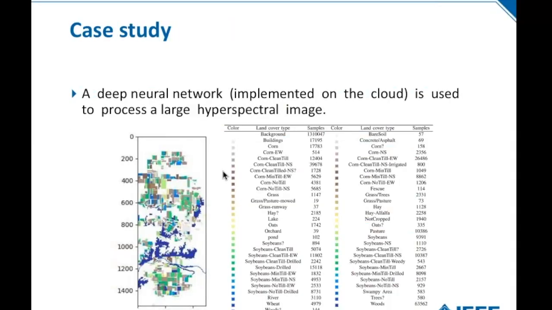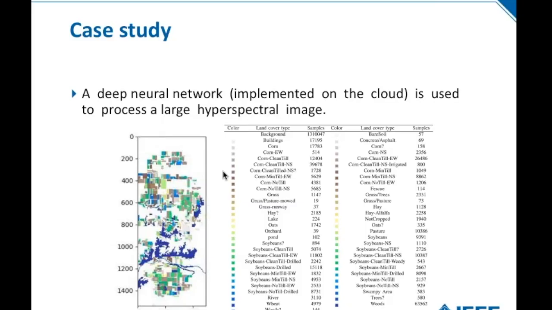I'm going to provide a very simple case study in which a deep neural network implemented on the cloud in a distributed fashion is used to process a large hyperspectral image. And we are going to pursue a pixel-based classification. We are going to train the network, and we are going to provide a classification solution at a pixel level. This image has been already discussed in the first presentation.